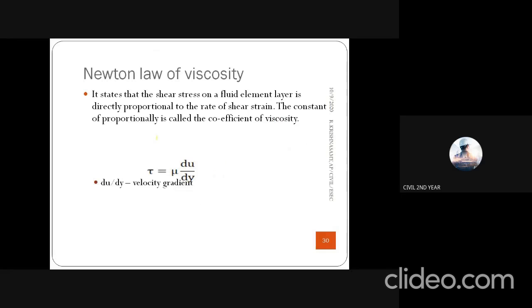Newton's law of viscosity states that the shear stress on a fluid element layer is directly proportional to the rate of shear strain. The constant of proportionality is called the coefficient of viscosity. This is the formula used for finding the relation between shear stress and viscosity: tau is equal to mu into du by dy, where tau is the shear stress, mu is the viscosity, and du by dy is the velocity gradient.